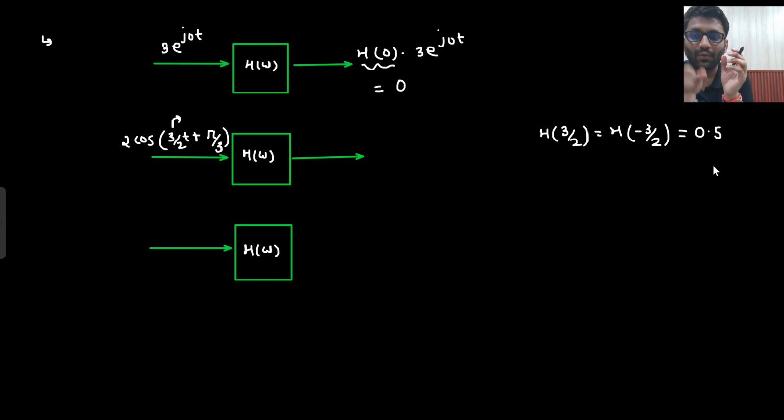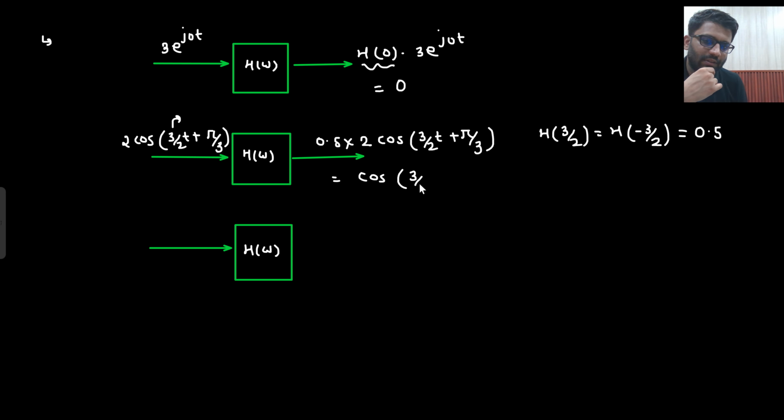Because now 2 cos(3/2 t + π/3) becomes an eigenfunction. So what will be the output? H(3/2), which is 0.5, into whatever the input is, because it has become an eigenfunction, since both are equal. So this is the output you are getting: cos(3/2 t + π/3).